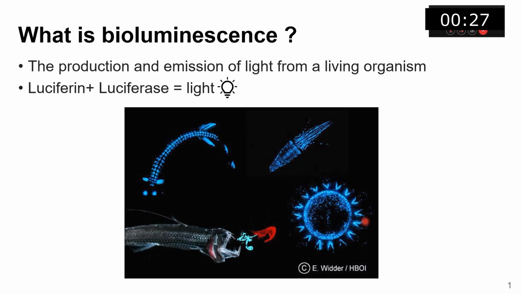Bioluminescence is the production and emission of light created by a living organism, and the light is created by the chemical reaction between the substrate luciferin and the enzyme luciferase. This picture shows bioluminescent creatures in the sea: the lantern shark, the bobtail squid, jellyfish, and shrimps.